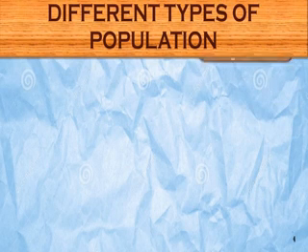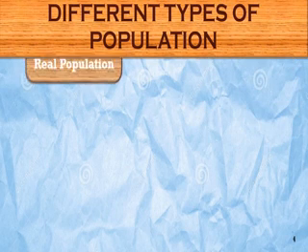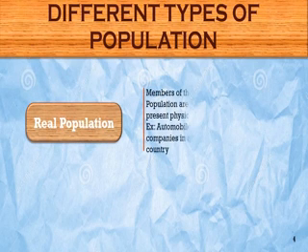After that, we have another division, and that is considered as the real population and the hypothetical population. In real population, the members of the population, each of them really exists in reality. They can be contacted and information can be collected from them at that instant. So these are called real population.